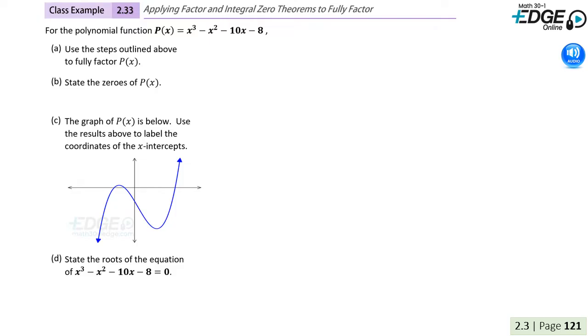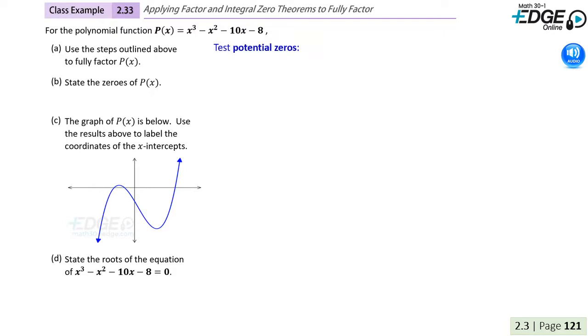Class example 2.33 is going to ask us to factor a polynomial, which is a cubic. Here we're given p of x equal to x cubed minus x squared minus 10x minus 8. Well, in our previous examples, we were told one of the factors to factor out. Here we've been given no divisor, no 0, no x-intercept on a graph. So we have to first decide, what will we divide this by? What will we factor out?